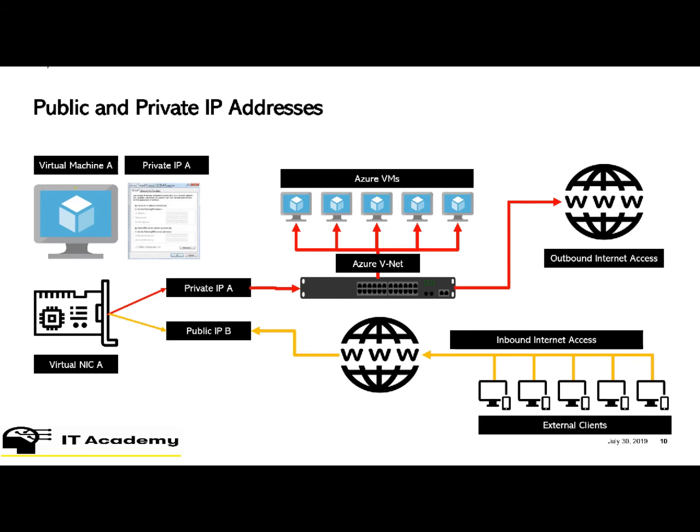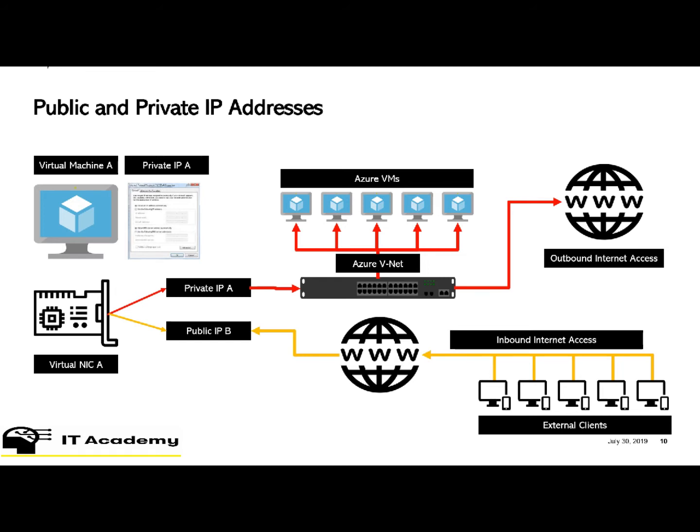Private IP addresses, if I'm connecting with a virtual machine on my V-NET, I use the private IP address. If my virtual machine wants to connect out to a website or a web service like update.microsoft.com, or it wants to connect to time.microsoft.com, that outbound internet traffic will also go through the private IP address, and it will communicate out through my gateway out to outbound internet access through my Azure virtual network.